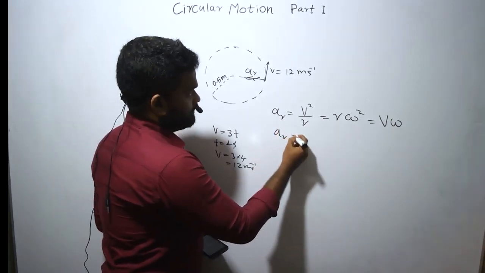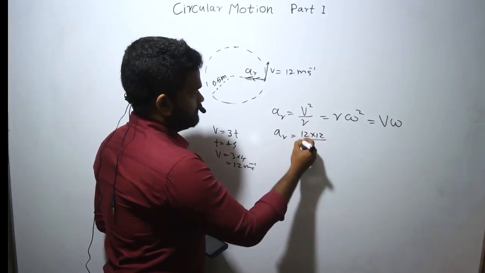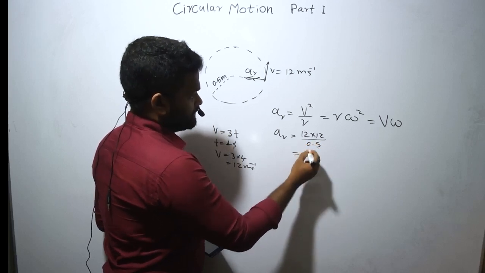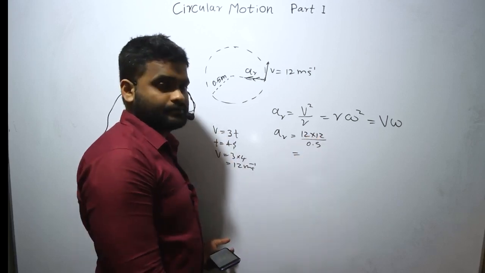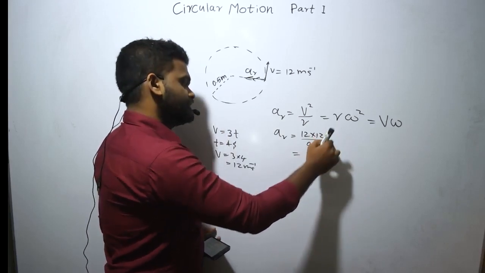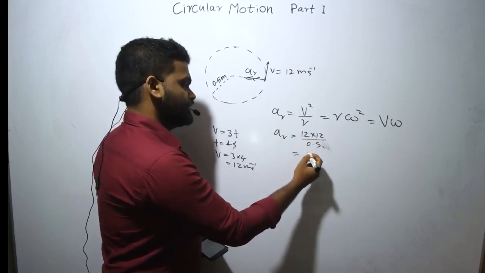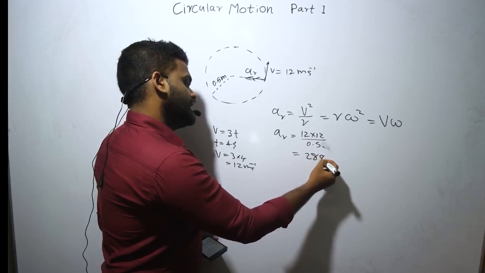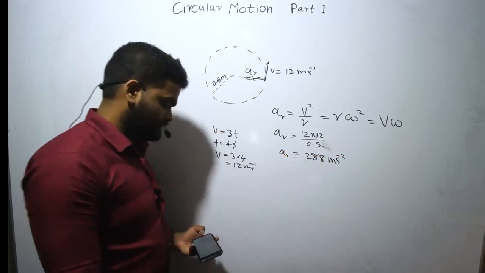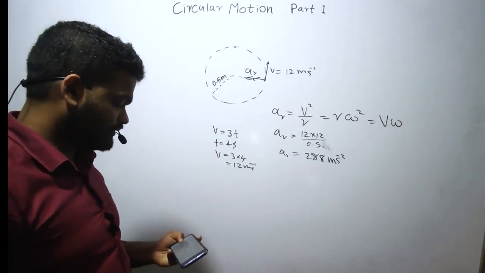So v is 12, r is 0.5, meaning half. 12 times 12, 144. This half goes up, flips, becomes 2. 288 meters per square second. So the answer is the fourth one.